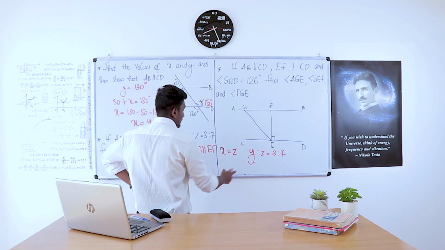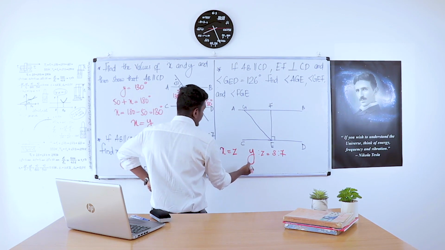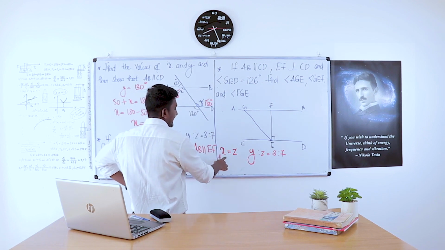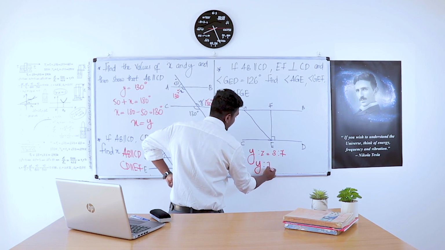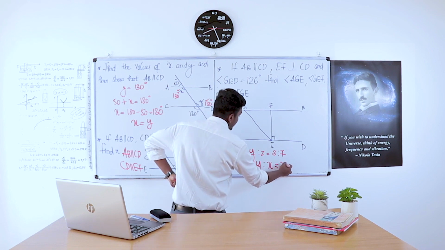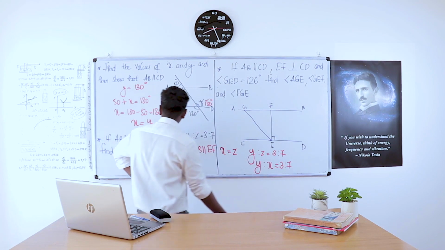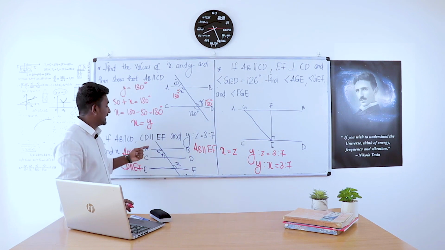Here look, we already stated that X equals Z. Therefore in place of Z we can write X. Therefore Y is to X is 3 is to 7. Look at the positions of Y and X.